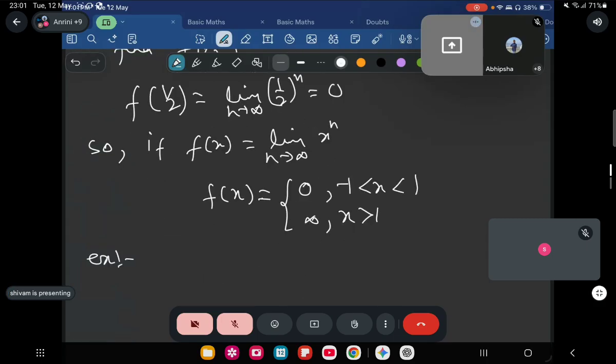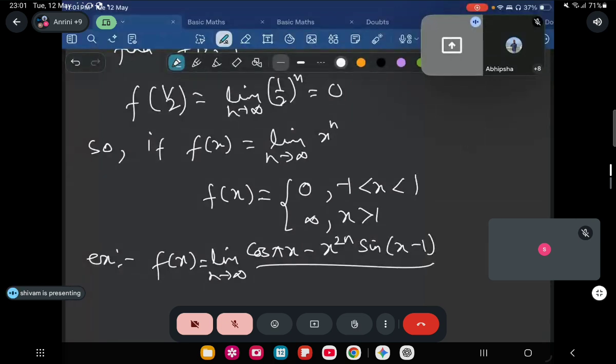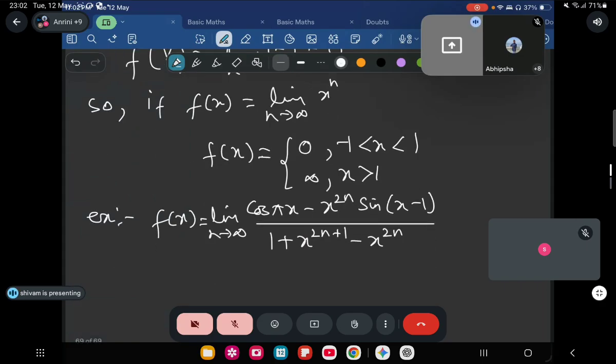For example, f of x equal to limit n tends to infinity of (cos pi x minus x to the power 2n into sine of x minus 1) divided by (1 plus x to the power 2n plus 1 minus x to the power 2n). Okay, so over here I want to find out limit x tends to 1 f of x.